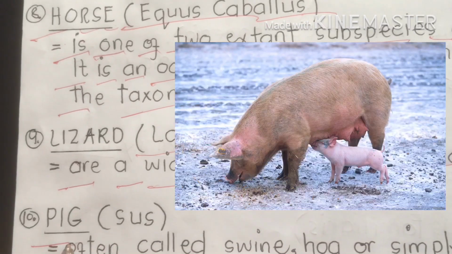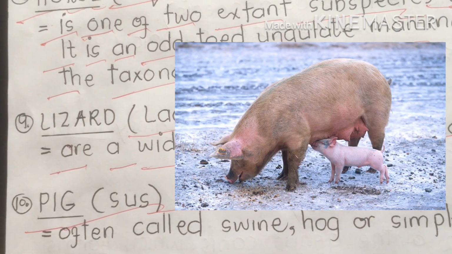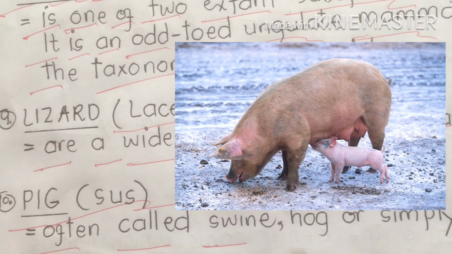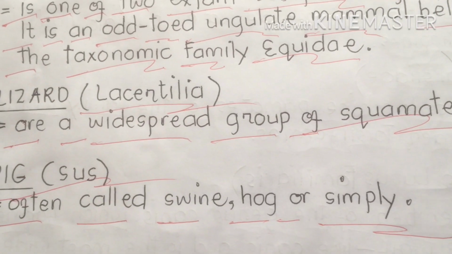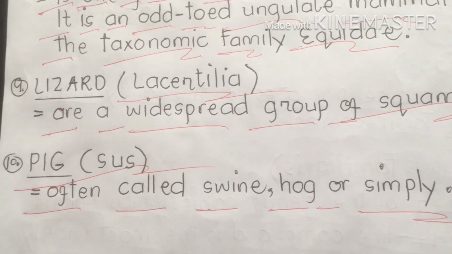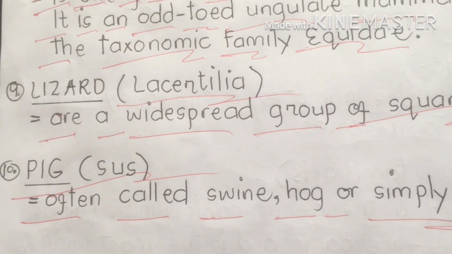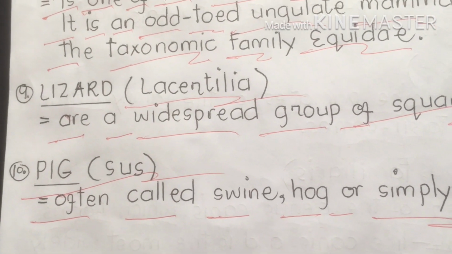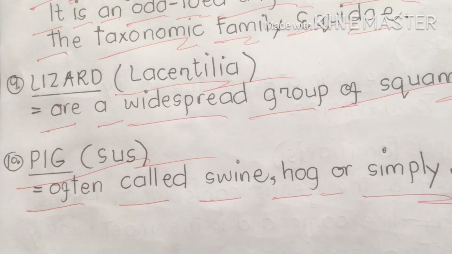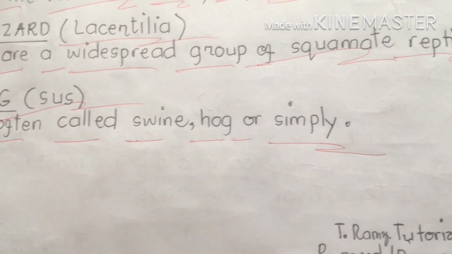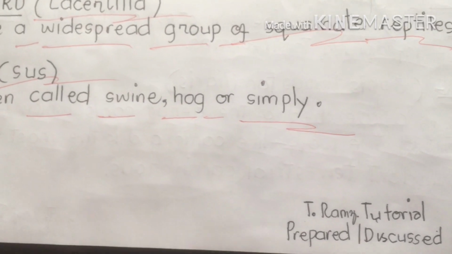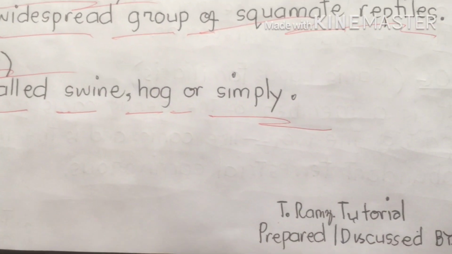Pig, their scientific name is Sus, often called swine, hog, or simply pig. Remember, pig, class, is what we call it's helping us. They give us meat, of course. It serves as our income, of course, and how to take care of them. So that is why we need to study the names of different animals and their different scientific names.